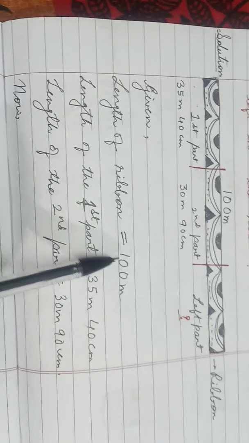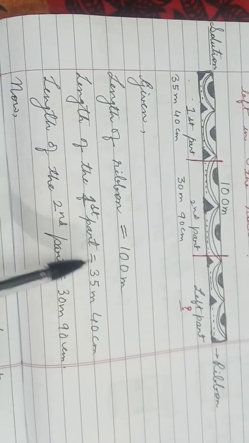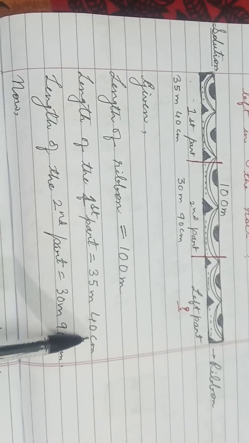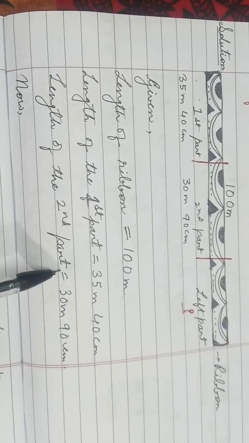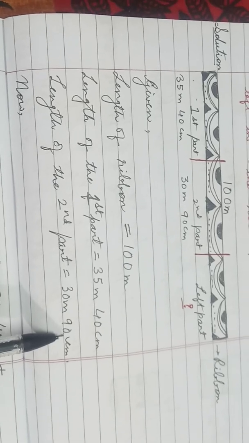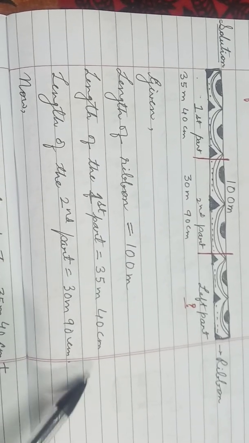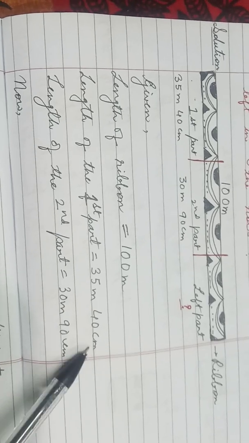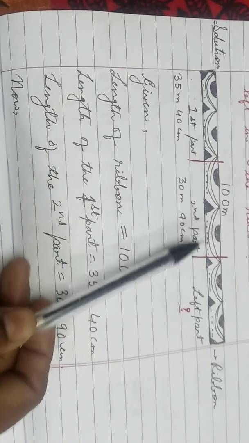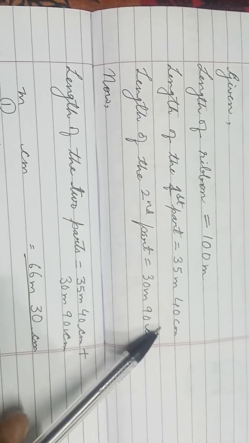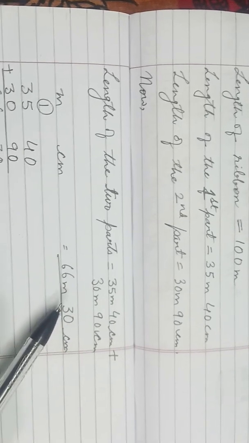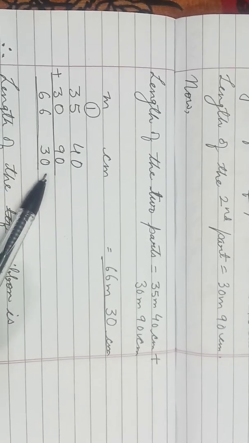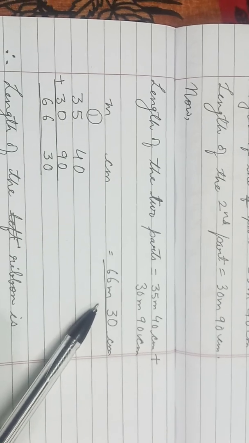Okay? So children, the length of the ribbon is 100 meter. The length of the first part is 35 meter 40 centimeter. The length of the second part is 30 meter 90 centimeter. So now we will find the length of these two parts together, from here to here. So we will add these two. Arrange in column and add. So we are getting here 66 meter and 30 centimeter. So this is the length of two parts.